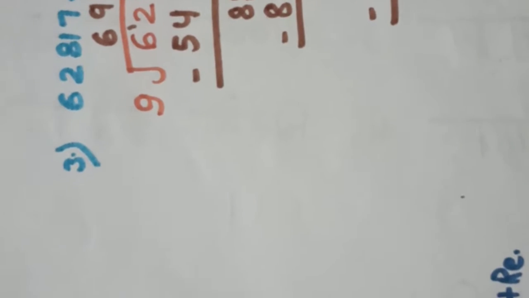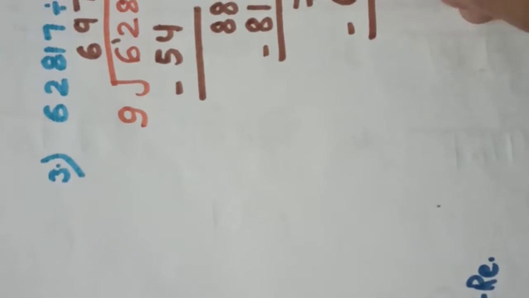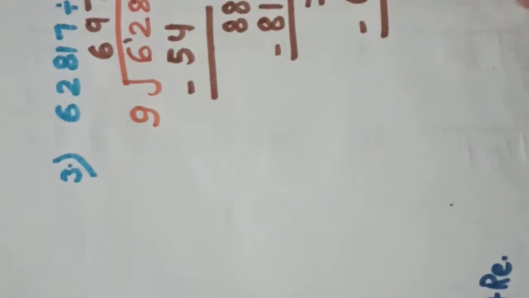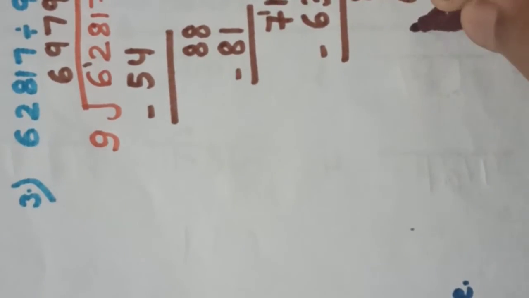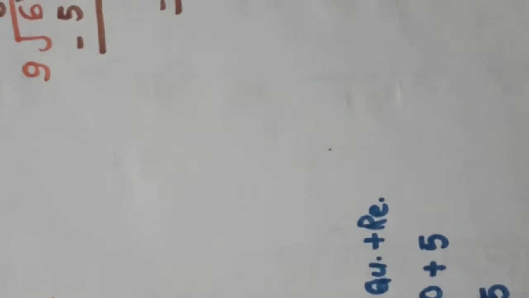Now let us subtract it. Take one borrow. 3 subtracted from 9 will give us 8. Then we will take this 7 over here. Now again 9 nines are 81. Let us subtract it. 6 will be left over here. It means this 6 is the remainder, and this is our quotient, divisor and dividend.